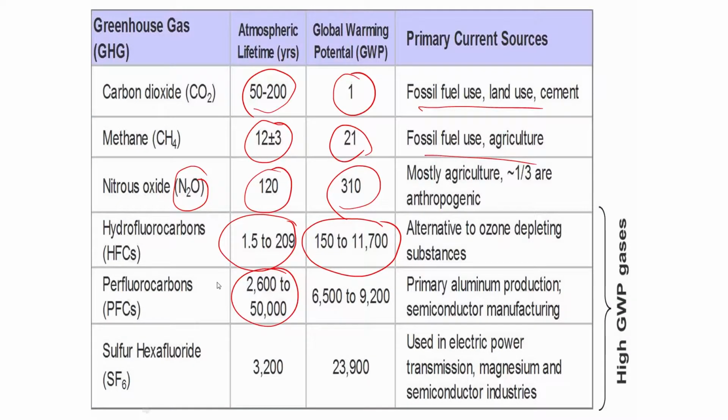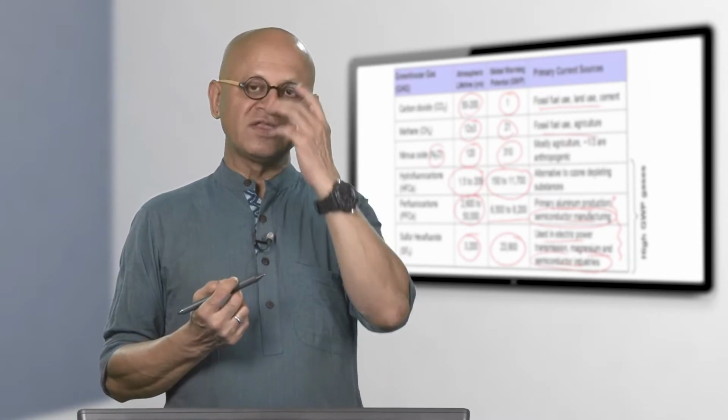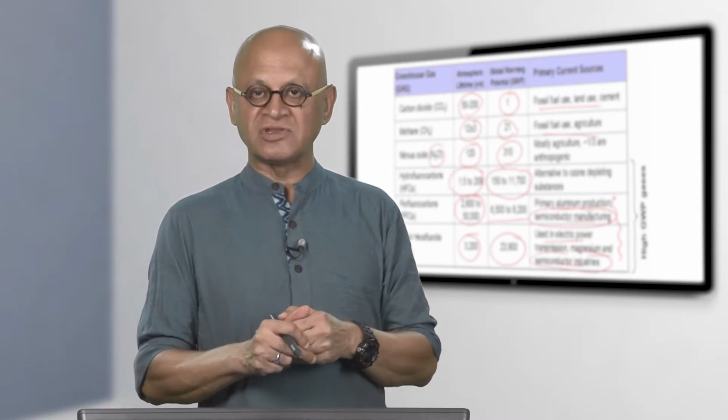Perfluorocarbons can stay for up to 50,000 years, and they are 6,500 to 9,200 times CO2 in their global warming potential. Sulfur hexafluoride comes from electric power transmission and semiconductor industries. This comes from aluminum production and semiconductor manufacturing and so on. This has almost 25,000 times the global warming potential, and it can stay for 3,200 years. All the industrial development, scientific progress, everything comes from these things, right? So we always have to be careful where the energy is coming from, what we are doing in terms of the materials we are using for our comfort and our progress, and so on and so forth.